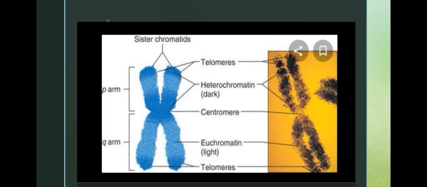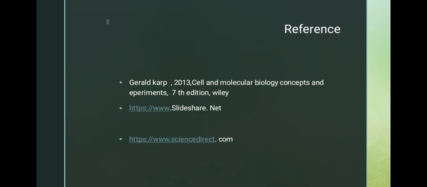When we look at the structure of a chromosome, we can see sister chromatids, the telomeric region, heterochromatin as the dark region, the centromere, euchromatin as the light region, and the telomere.